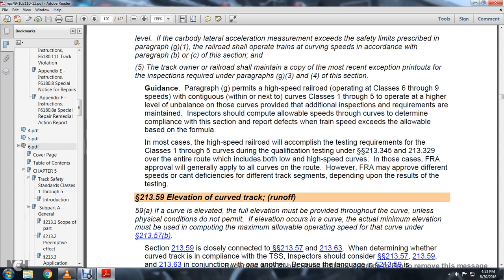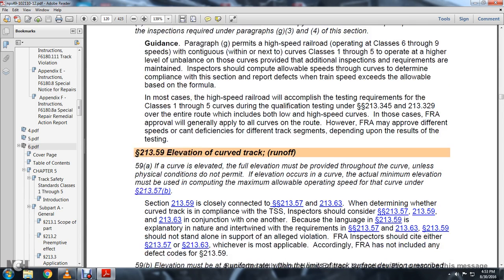In many cases, the high-speed railroad will accomplish the testing requirements of Class 1 through 5 during the qualification tests of 213.345 and 213.329 over the entire route, which include both low and high-speed curves, and in those cases the FRA approval is generally applied to all curves en route. However, the FRA may approve different speeds for different track segments, depending upon the results of the testing.